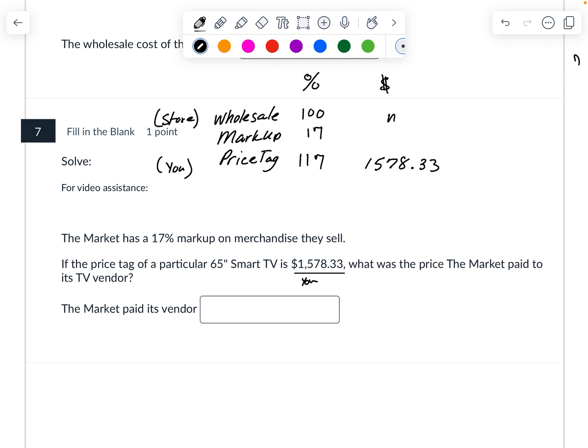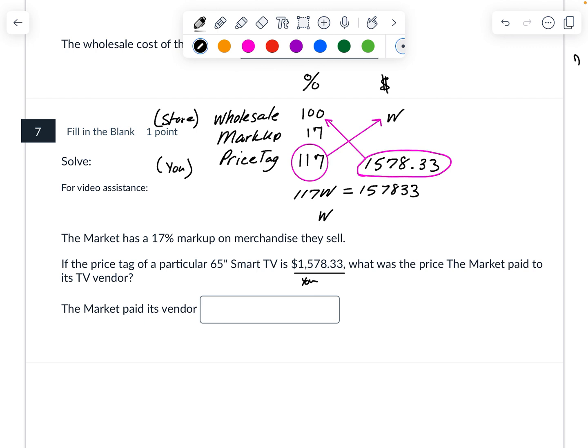So they want the wholesale price. Okay, they're not always gonna be this way. It just came out that both of these are. So we're going to take 117. We're going to multiply it by this. We are going to take what you pay, and we're going to multiply it by that. I really like this because basically it just takes away the decimal point. So you have 117W equals 157,833. That's what you get when you multiply it by 100.